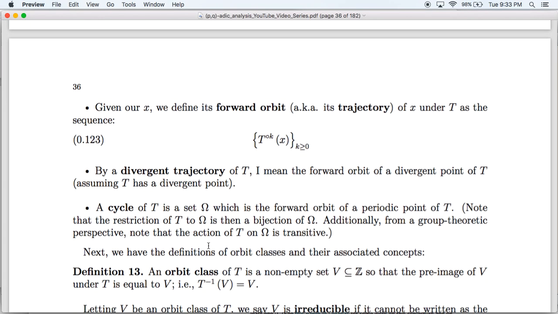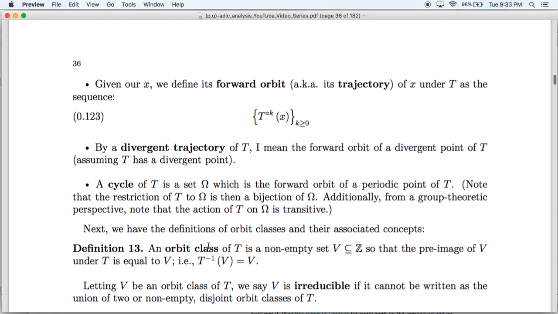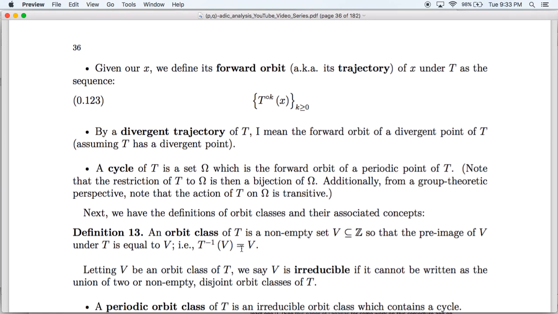Next, we have the definitions of orbit classes. So an orbit class of T is a non-empty set V whose preimage under T is the same as what we started with. T inverse of V equals V. So letting V be an orbit class, I say V is irreducible if it cannot be written as the union of two non-empty disjoint orbit classes of T.